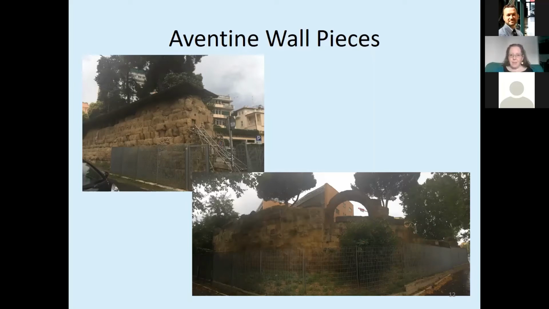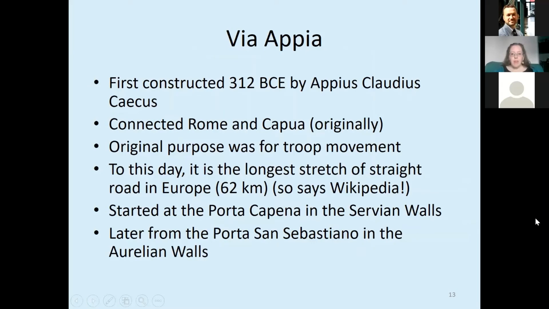All right, so that's my wall. I think that's enough on the walls, and I will now move on to the road, which is the Via Appia, the road that I walked. The Via Appia, the Appian Way, was first constructed in 312 BCE by Appius Claudius Caecus.